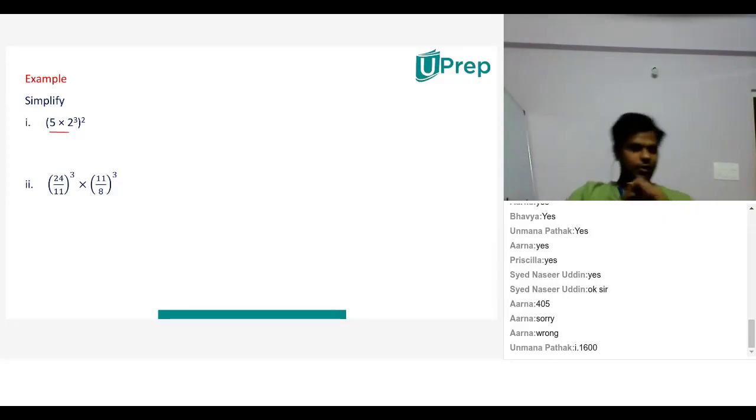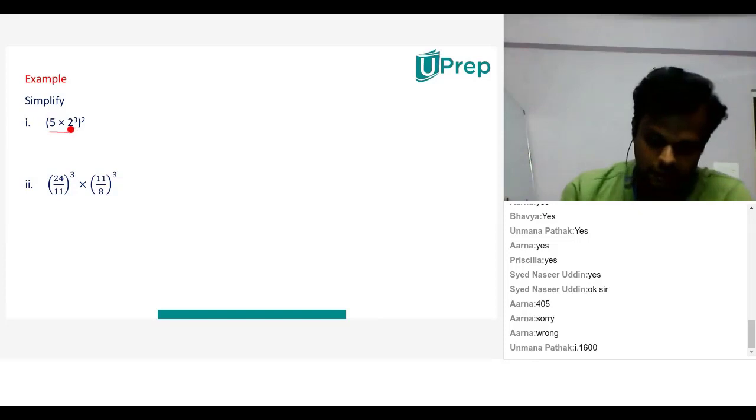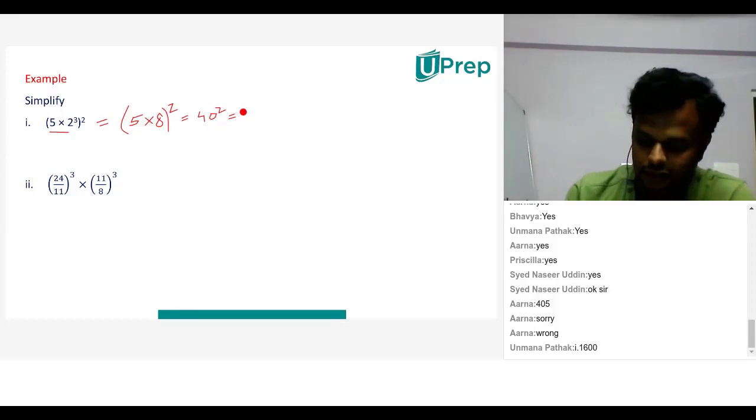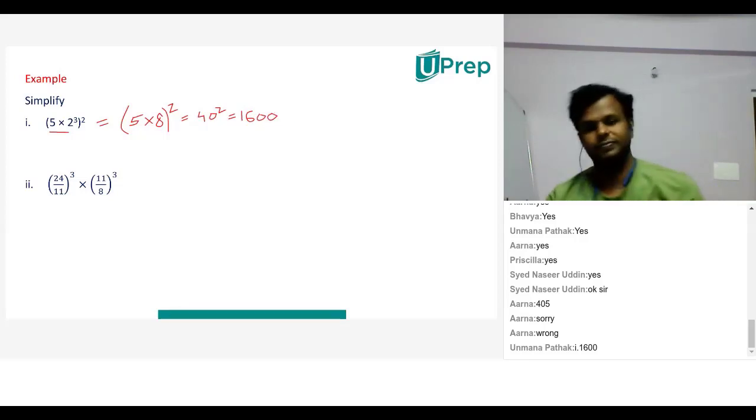Very good. So children, 2 cube is 8. So this can be written as 5 into 8 whole square, that is equal to 5 into 40 square. 40 square is 1600. Children, 40 square is 1600.